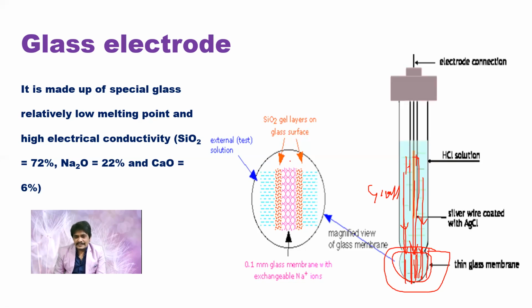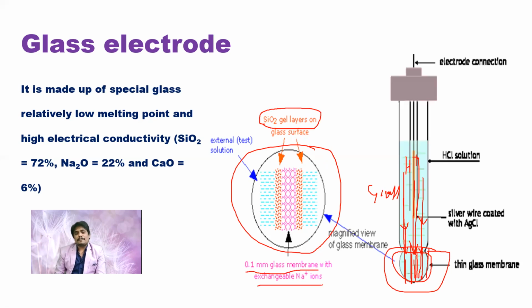Now, if you see this glass bubble, it has been enlarged in this figure. And this glass bubble especially contains silica gel layers, and it also contains a 0.1 mm glass membrane with exchangeable sodium ions.